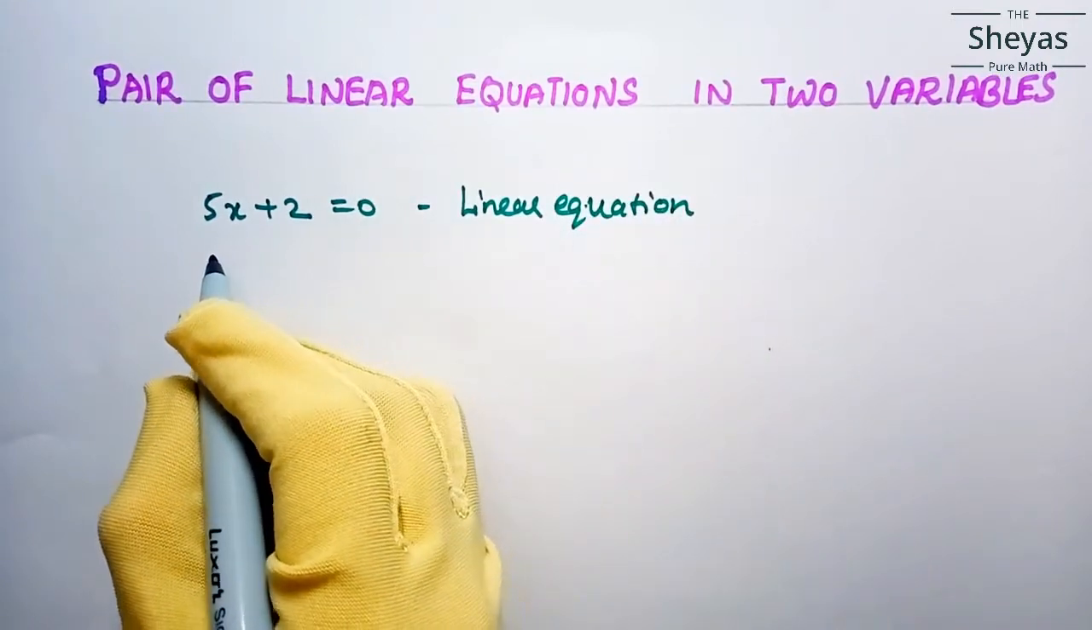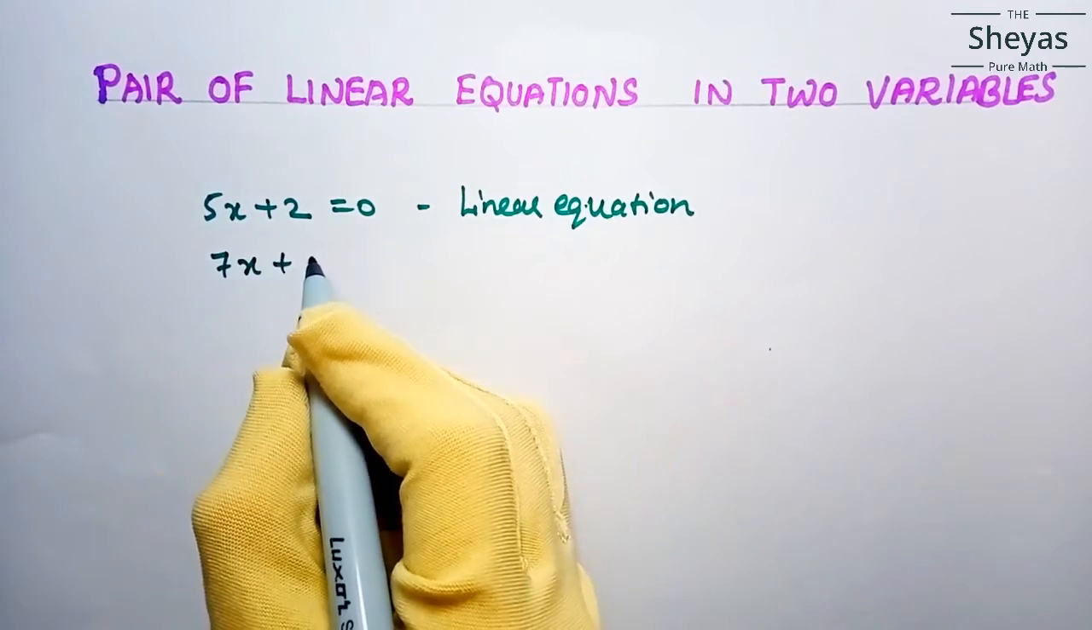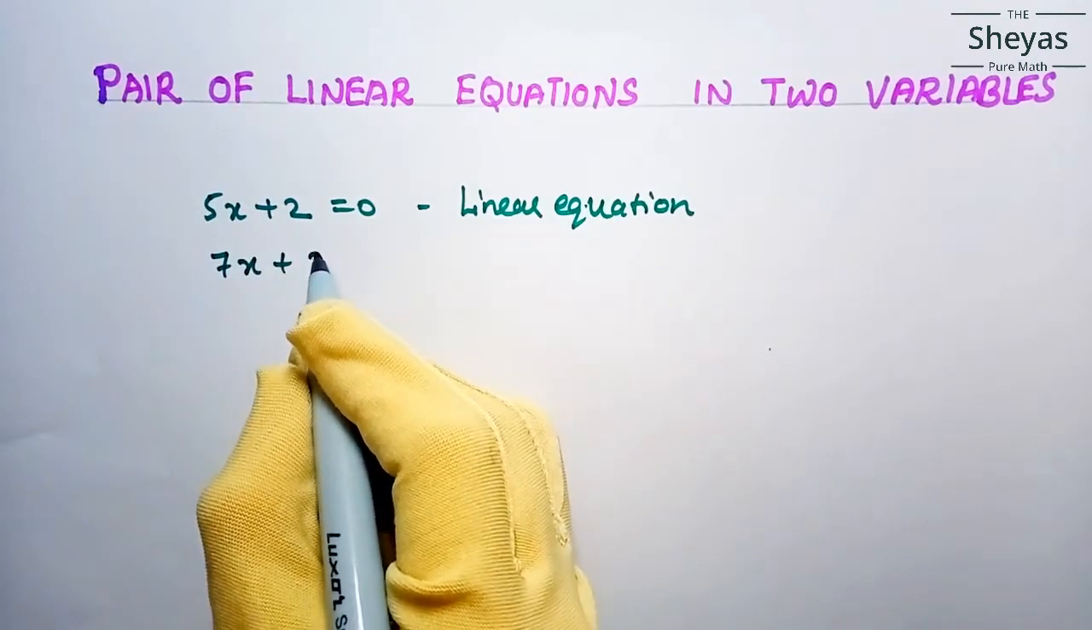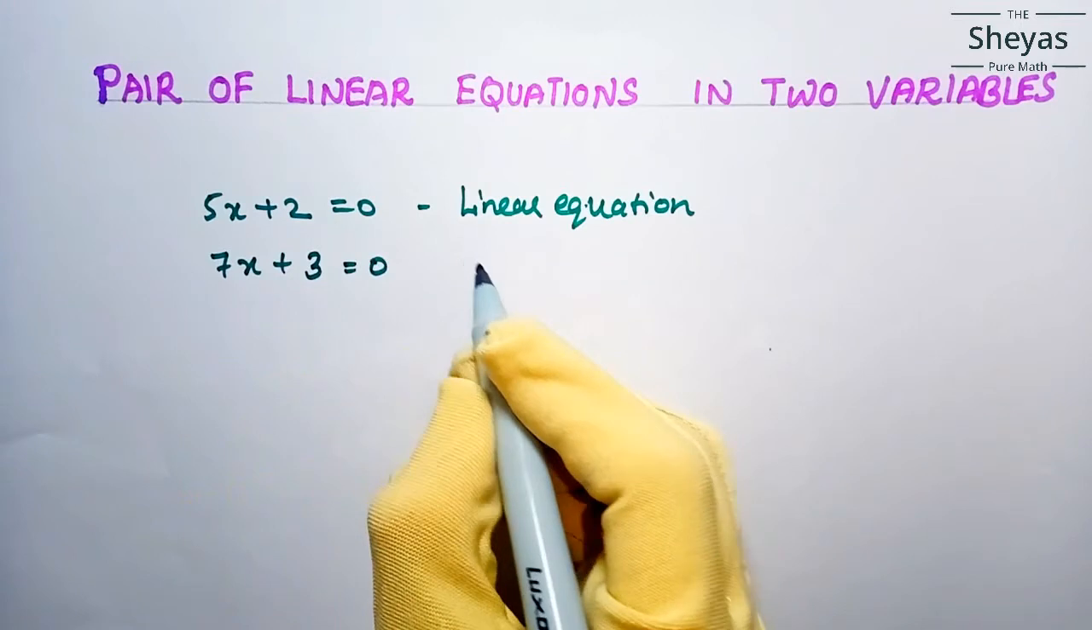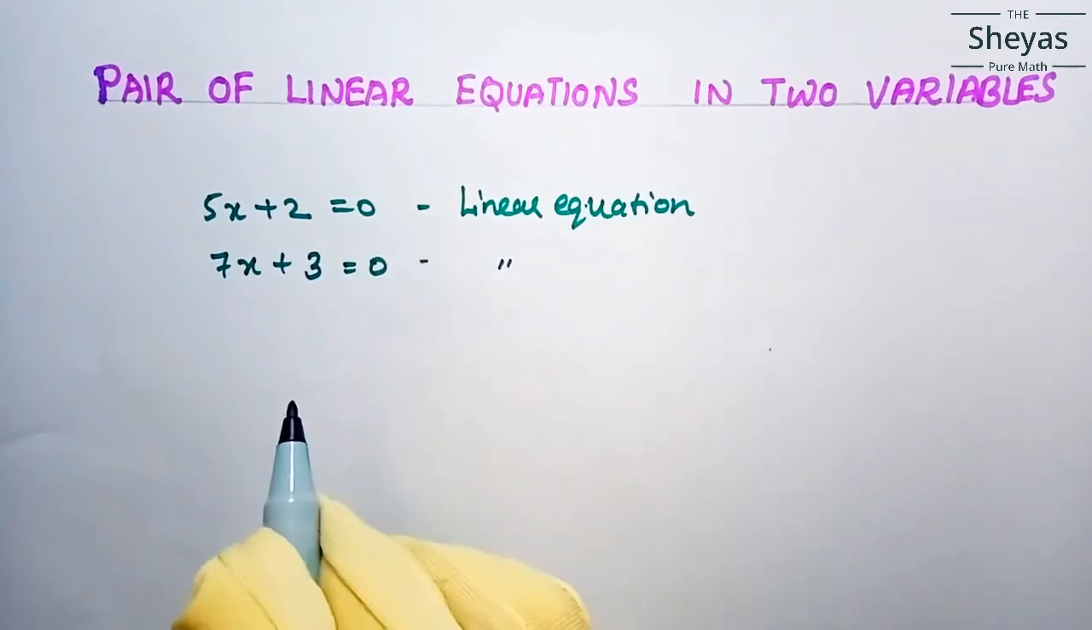Let us see another example. 7x plus 3 is equal to 0. This is also an example of a linear equation.